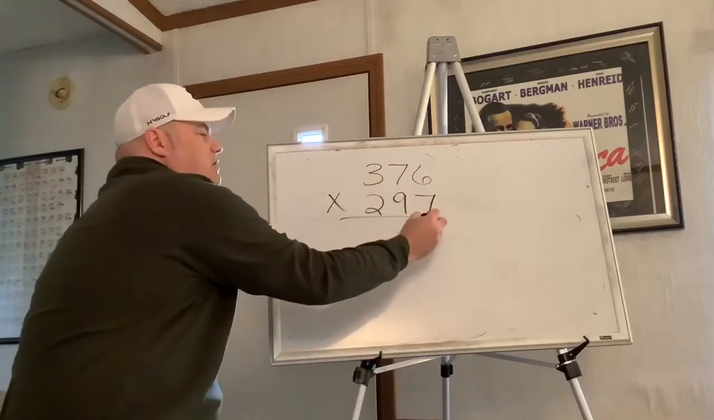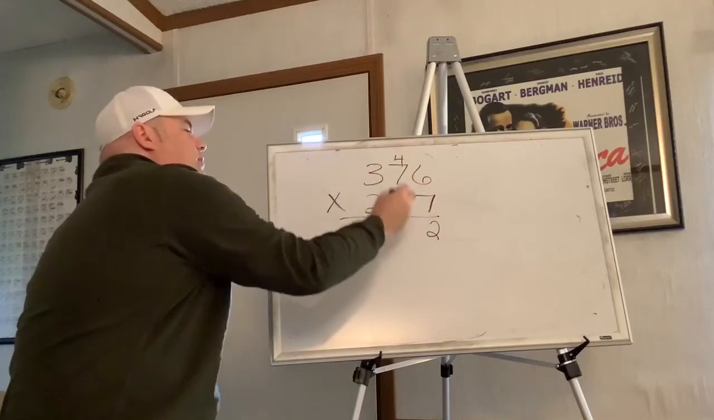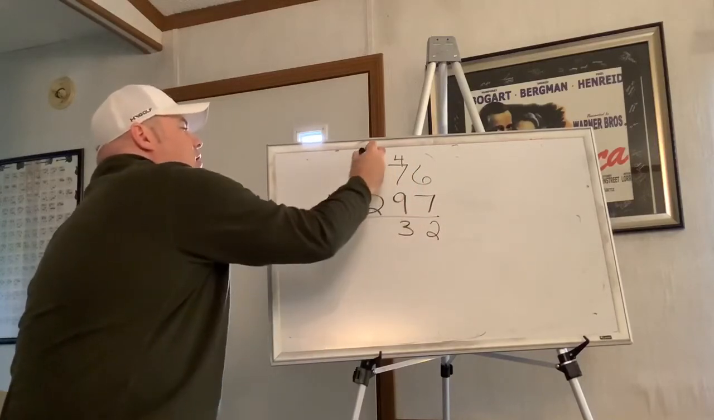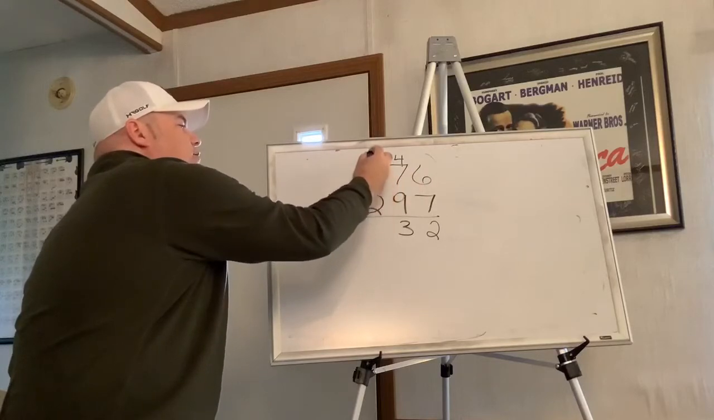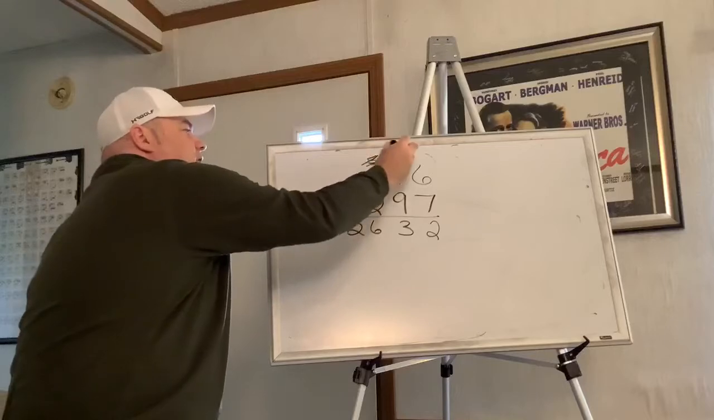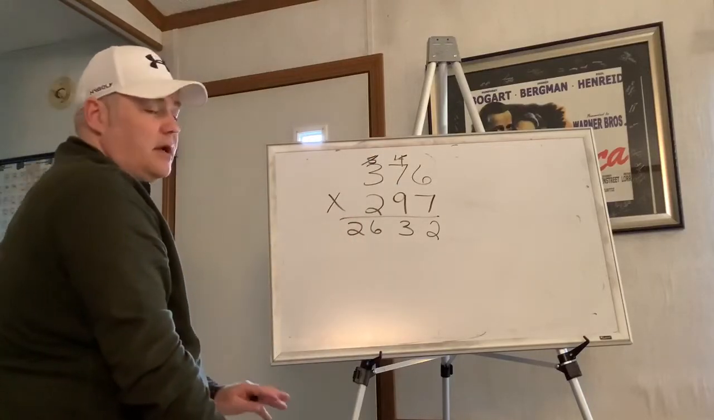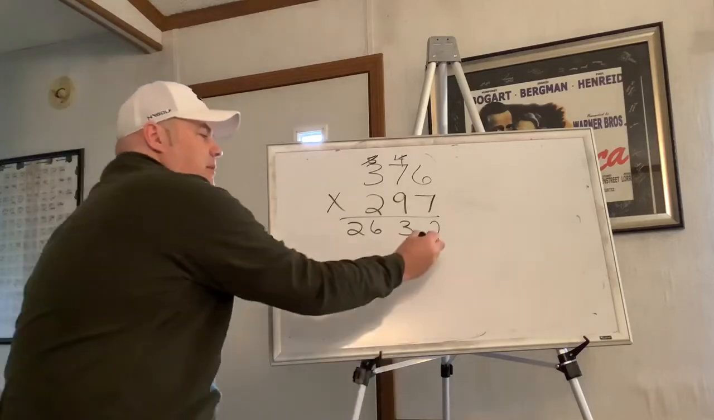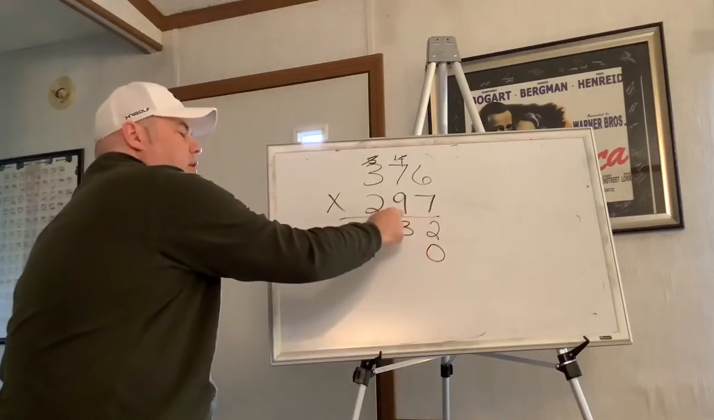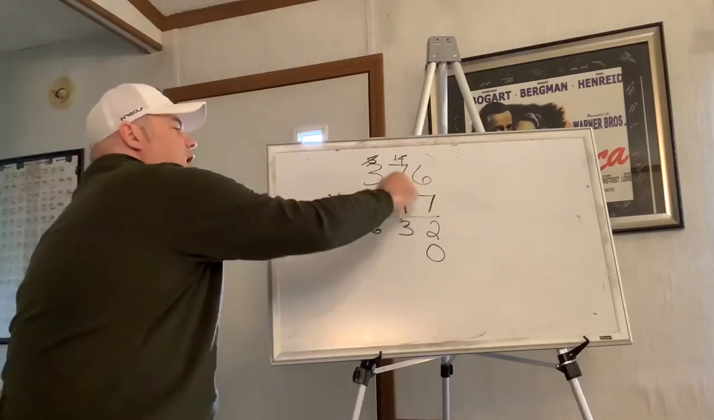So 7 times 6 is 42. 7 times 7 is 49, plus 4 is 53. And 7 times 3 is 21, plus 5 is 26. Now, I'm going to cross these out like I did, because I'm done with those. And I'm not going to use them again. I am going to put my 0 here to move over to this row. So nothing's changed from doing 2 digits. And now I'm going to do 9 times everything.